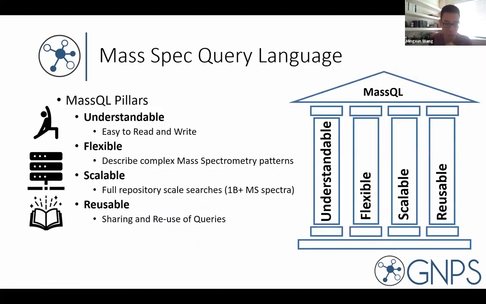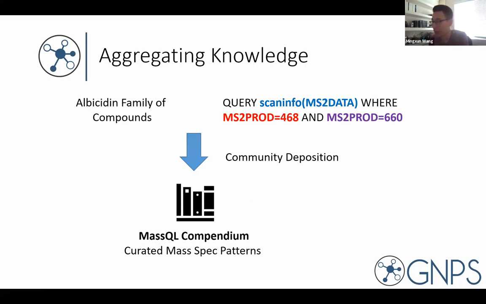So the final pillar we want to go through is reusability. How do we start sharing and reusing these queries that you might come up with? One thing we've created is called the MassQL compendium. This is a curated list of MassQL queries that people can deposit, saying, these are the queries that I used in my own lab for this particular purpose, whether looking for peptidic natural products, or if you're doing a semi-targeted analysis, looking for specific lipids in your assay, things like that. People have been depositing these, and you don't have to write queries from scratch. You can borrow from others.